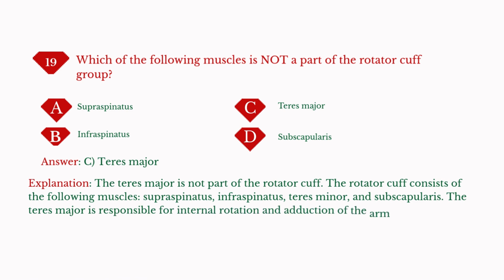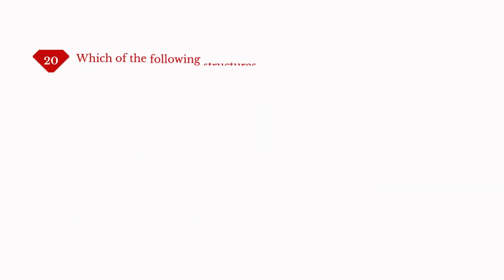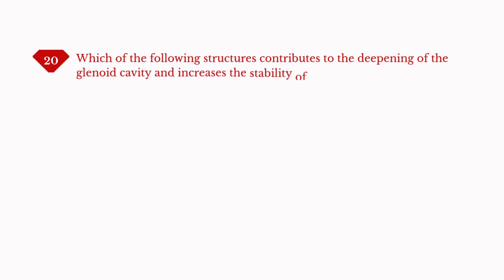The rotator cuff consists of the following muscles: supraspinatus, infraspinatus, teres minor, and subscapularis. The teres major is responsible for internal rotation and adduction of the arm but does not contribute to the stabilization of the shoulder joint. Which of the following structures contributes to the deepening of the glenoid cavity and increases the stability of the shoulder joint?